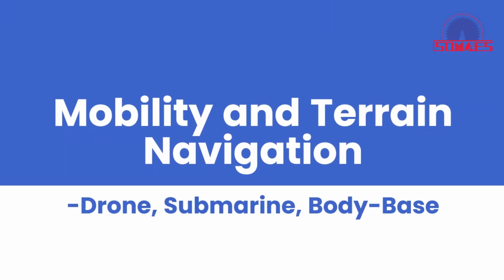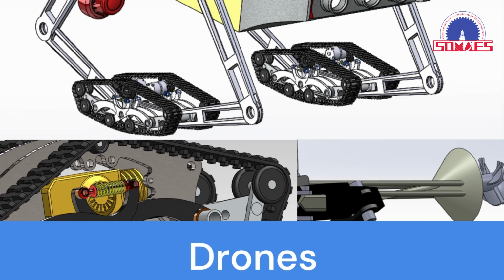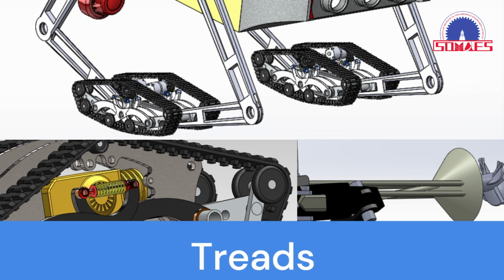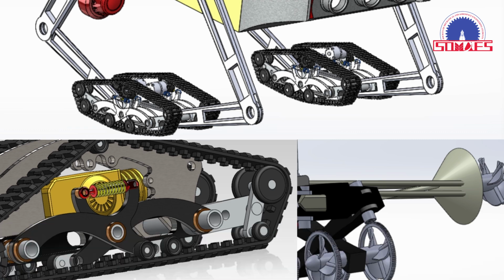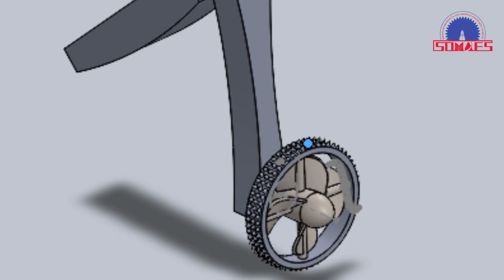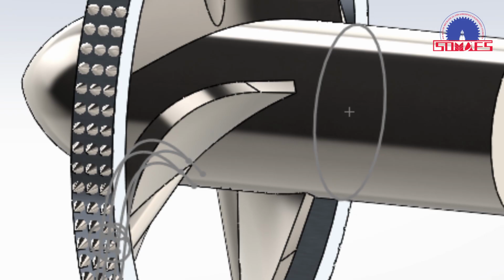Now let us begin with the mobility and terrain navigation system that is present in our robot. Our robot is equipped with terrain adaptability features. We have drones that can traverse across the air, we have the submarine that can traverse across water, and we have the general body with strong traits that can traverse difficult slippery situations through mud, through flooded areas, and through debris. The treads provide traction in slippery conditions so that the robot does not slip, while the propellers enable efficient movement through water. The propellers are of amphibious type. That means they can be used as a wheel on land and as a propeller in water.